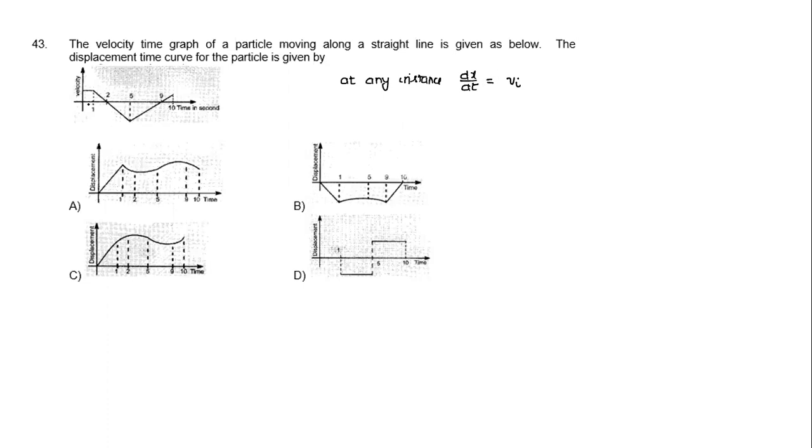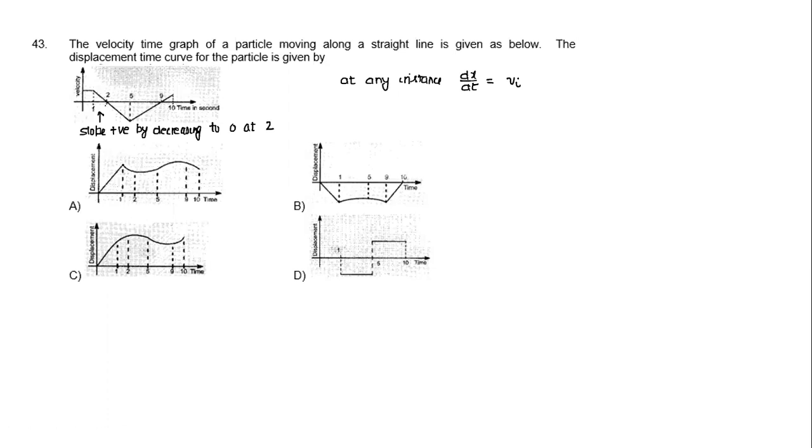From here to here, velocity is constant, so the slope also has to be constant. Up to point 1, the slope is constant. What has to happen between point 1 and 2? Between 1 and 2, the velocity is positive but decreasing. So how should I interpret the slope? The slope of the x-t curve has to be positive, but it has to be decreasing, and finally the slope should become 0 at point 2.